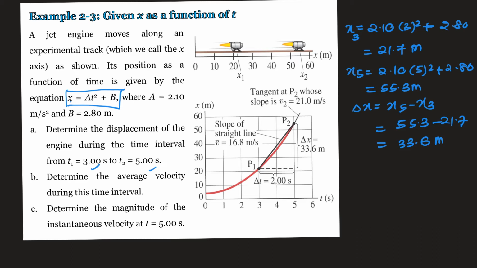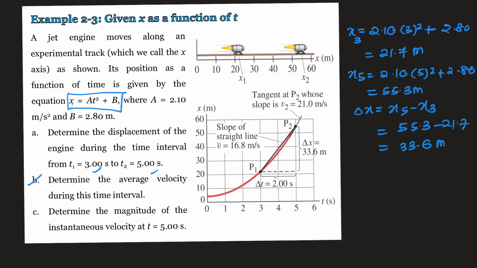And then the question asks you to find the average velocity. So what does it mean by average velocity? Average velocity is basically the change of s divided by the change of time. You already find the change of s here. So it means that 33.6 over change of time, which is going to be 5 minus 3. So you are going to get 16.8 meter per second.